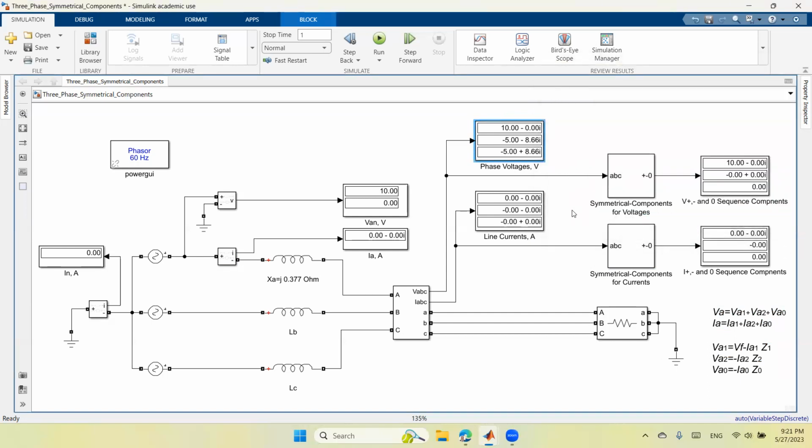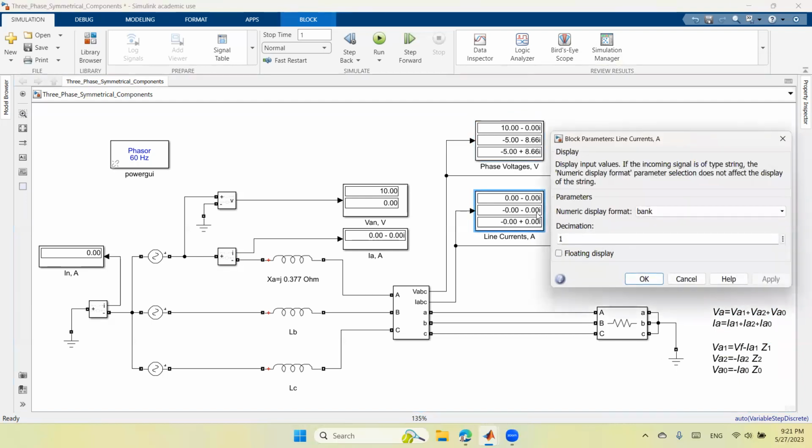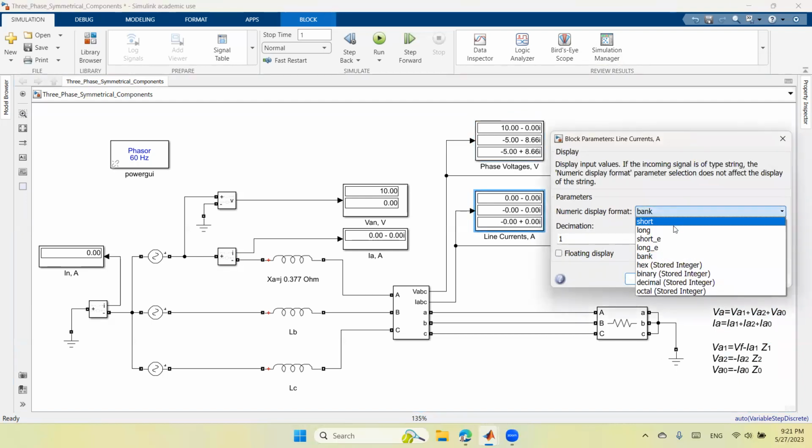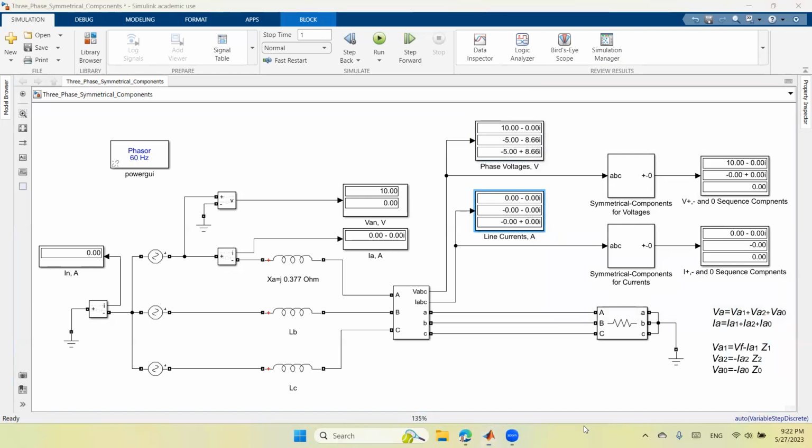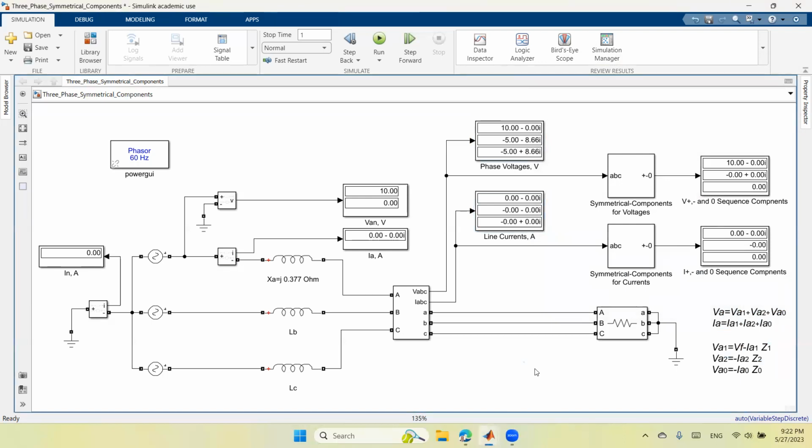And this is more than enough in terms of viewing the numbers, so I don't need to have more numbers. Of course, if you select other than band, for example short or long, you will see a lot of numbers in scientific notation, and this will be inconvenient to work with without the use of a calculator. Okay, so now this is what we have.